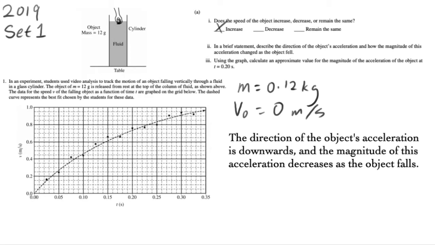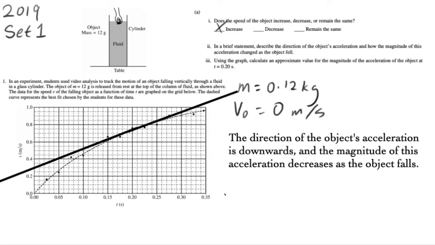So for A part 3, it says, using the graph, calculate an approximate value for the magnitude of acceleration of the object at t equals 0.2 seconds. This question asks about the relationship between velocity and acceleration again. So if we want to find the acceleration of the object at t equals 0.2, we find the slope of the graph at t equals 0.2.